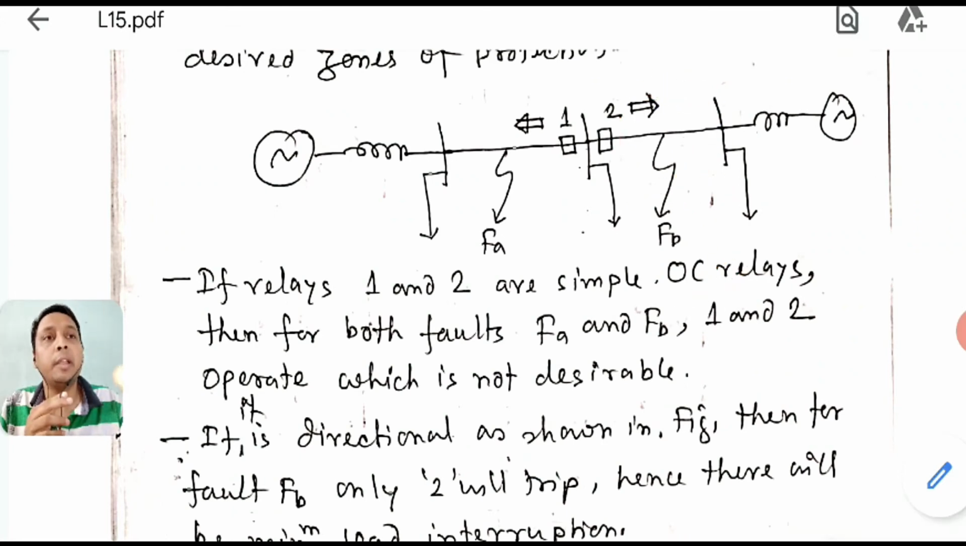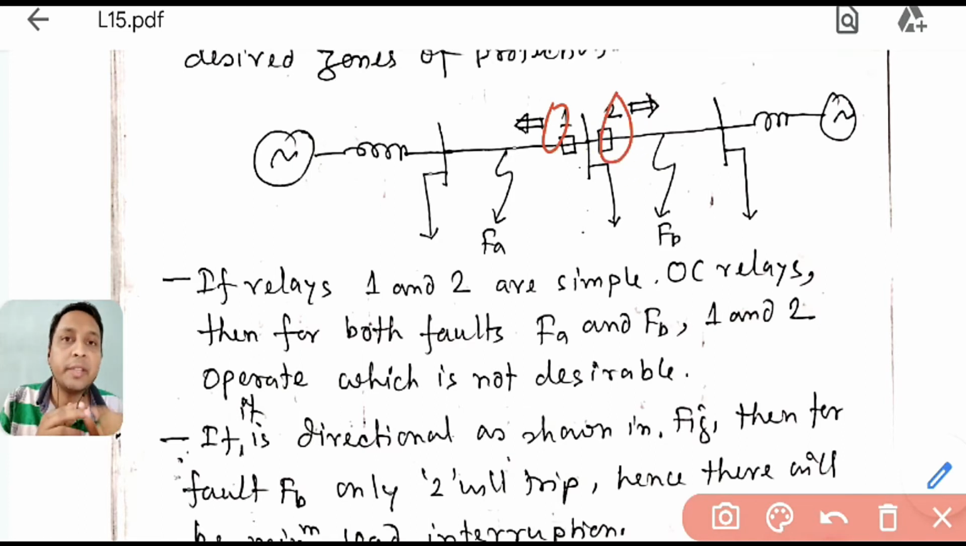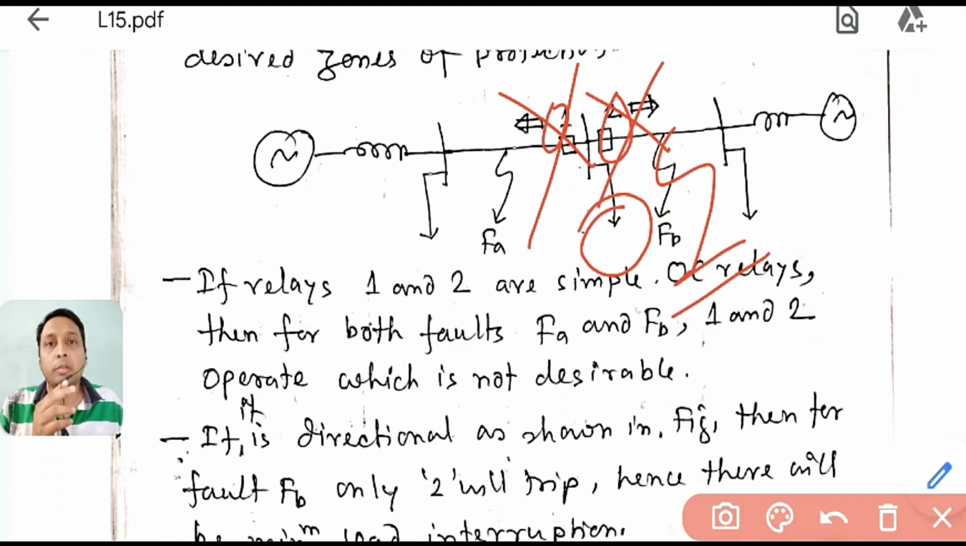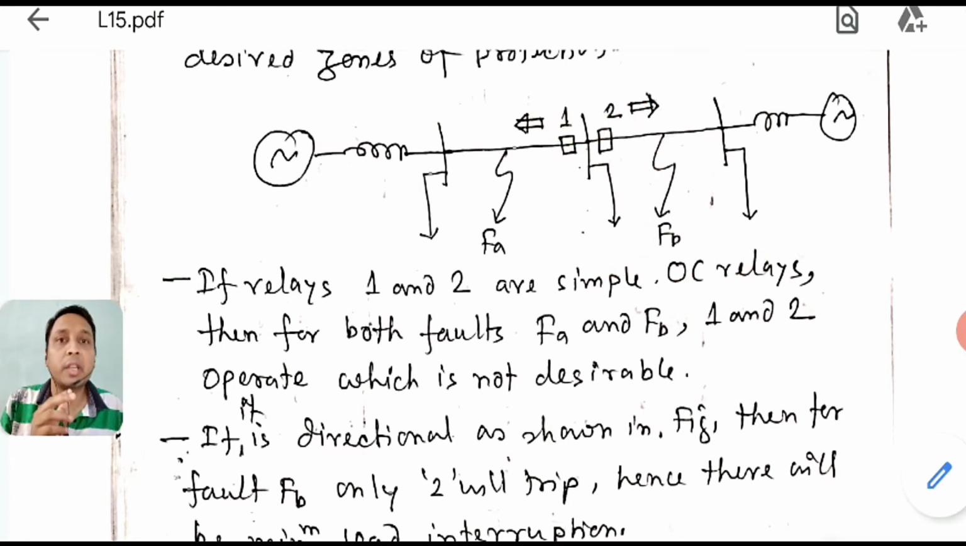Now suppose there are relays, this relay A and B, 1 and 2. Suppose these are simple overcurrent relays. These are not directional relays. They can't sense any direction. They only sense overcurrent. So if there is a fault on this side, this relay will also trip. Both will trip. So unnecessarily this consumer will suffer. Ideally only two should trip. So that is the concept of directional relay. If it is directional, then it becomes more selective and unnecessary interruption can be avoided.